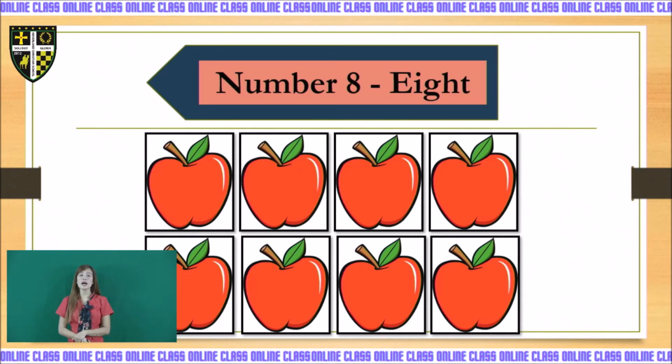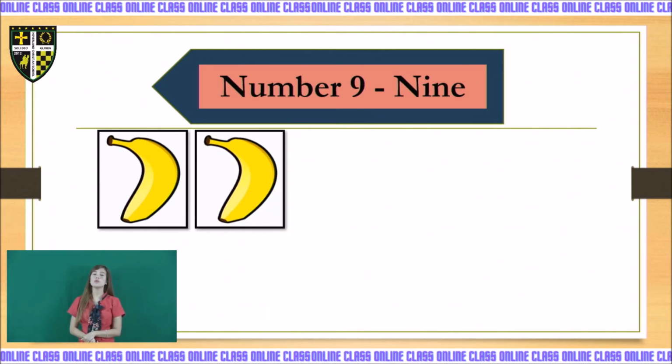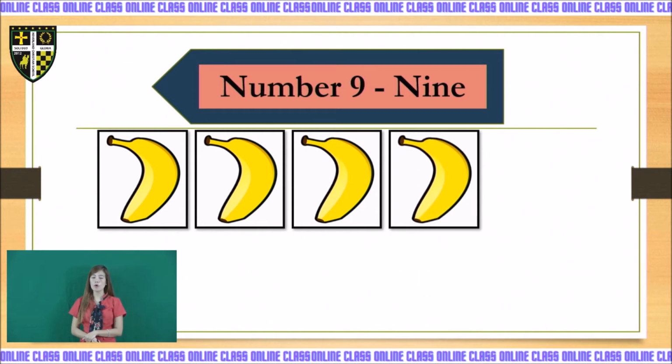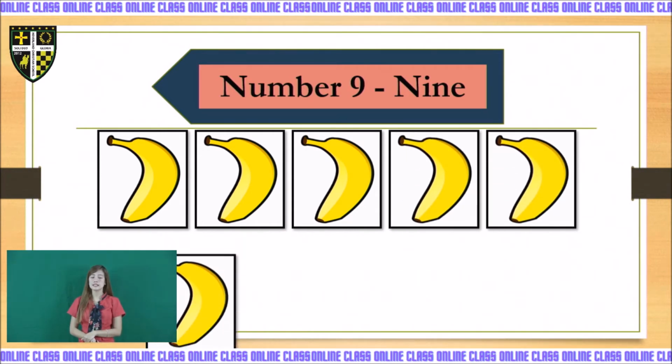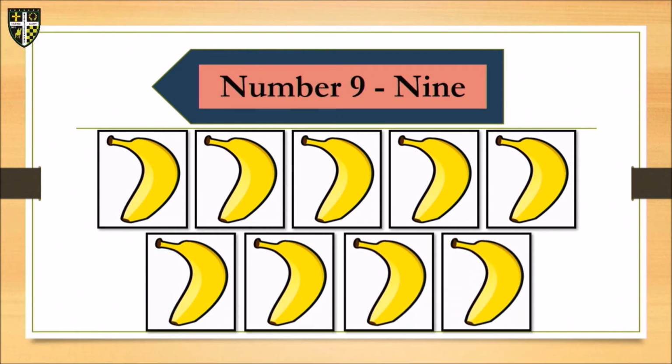After number 8, we have number 9. Okay, kids? Again, number 9. And the number words we have N-I-N-E. 9. Again, kids, N-I-N-E. 9. Okay, now let's count. 1, 2, 3, 4, 5, 6, 7, 8, 9. We have 9 bananas. Again, kids, we have 9 bananas.